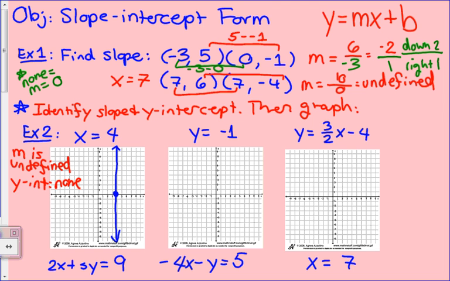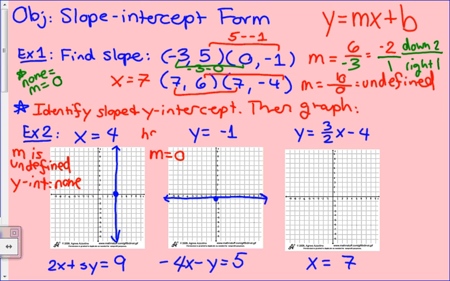Y, the second one. Y like the sky. So I want a nice horizontal line. What axis are we going to go through? The y-axis. At -1. A horizontal line has a slope of what? 0.